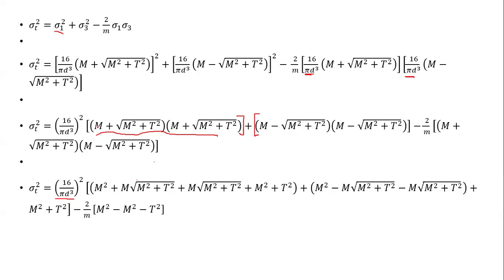What about m multiplied by this, which is square root of m squared plus t squared? I have m square root of m squared plus t squared. Next, I introduce this one. Square root of m squared plus t squared multiplied by m. I get m square root of m squared plus t squared. Then again, this is the multiplying factor this time: m squared plus t squared under the root multiplied by the same m squared plus t squared.